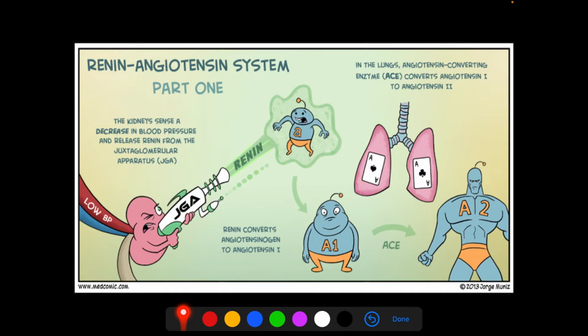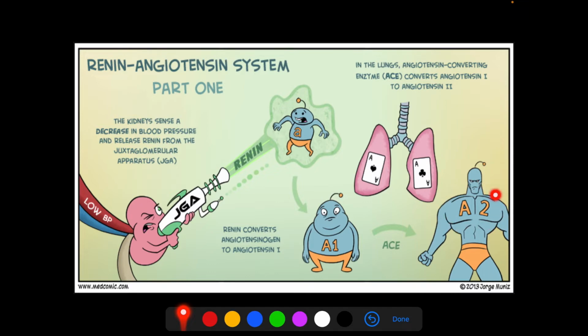And once this renin is produced from the JGA, this renin now will convert your angiotensinogen to angiotensin 1. So this angiotensinogen coming from the liver will be converted to angiotensin 1. Take note, this is still inactive, so it's like it's still sleeping. In order to use that one, you have to wake it up. You have to activate that one.